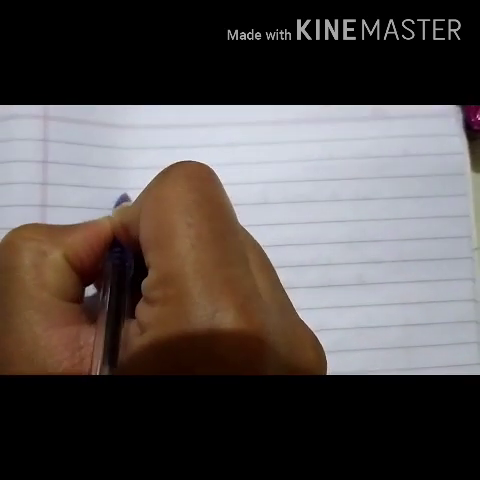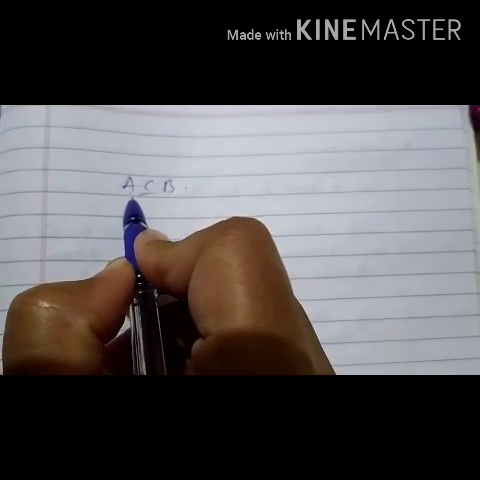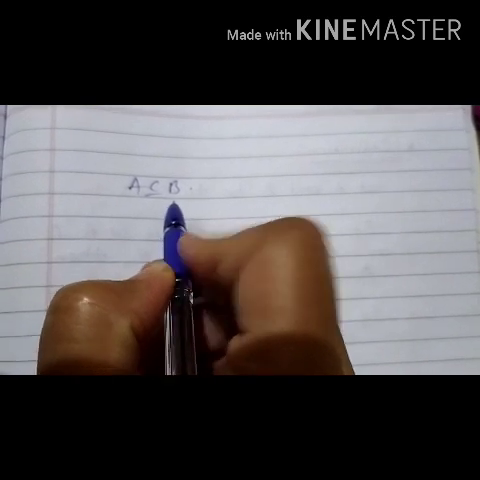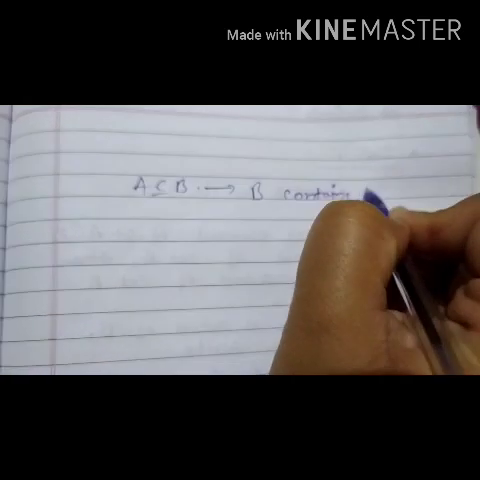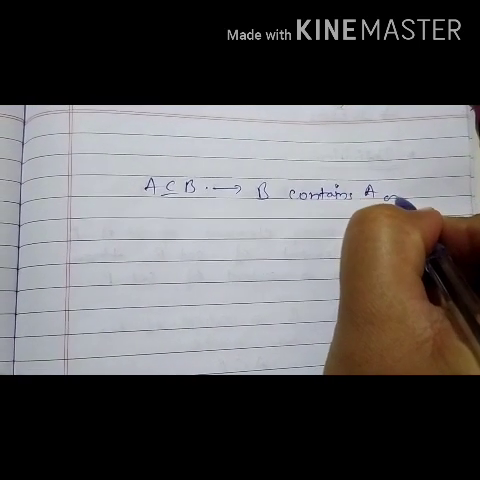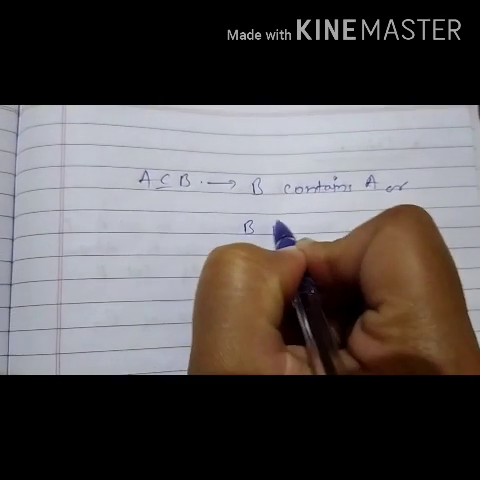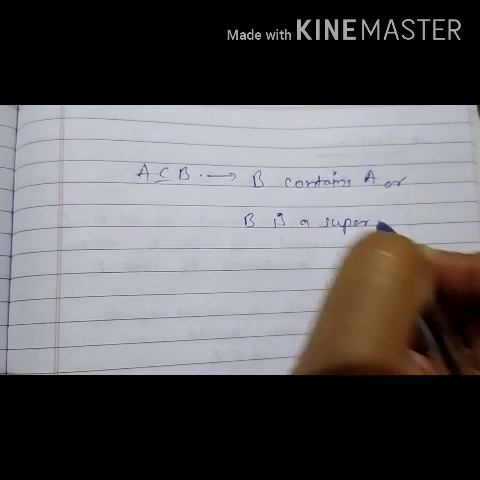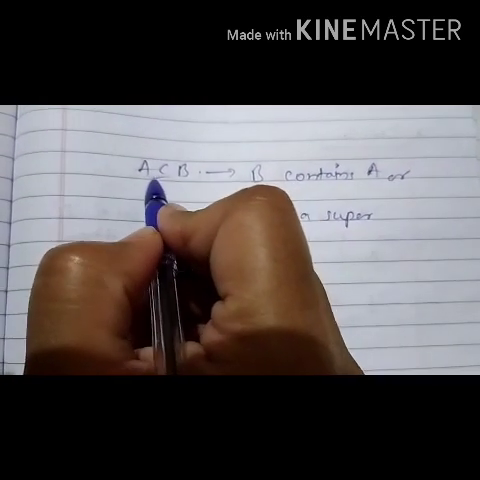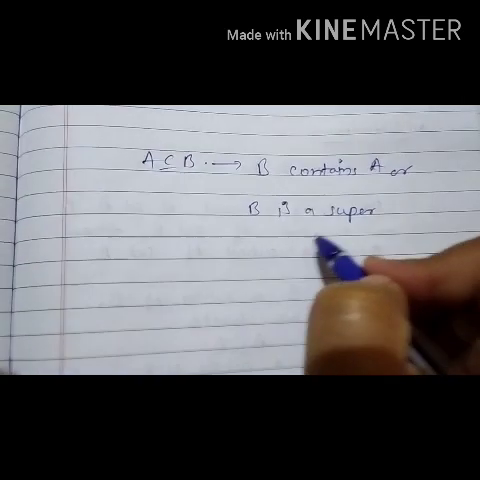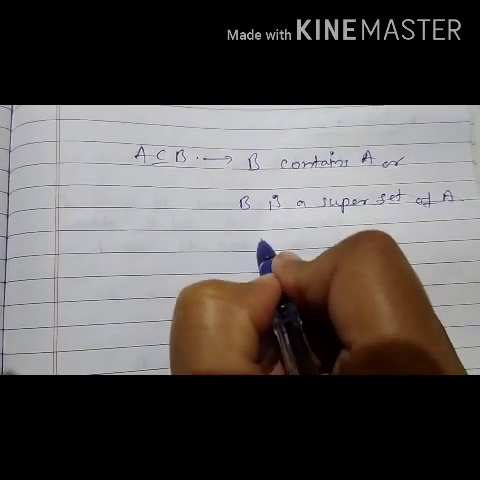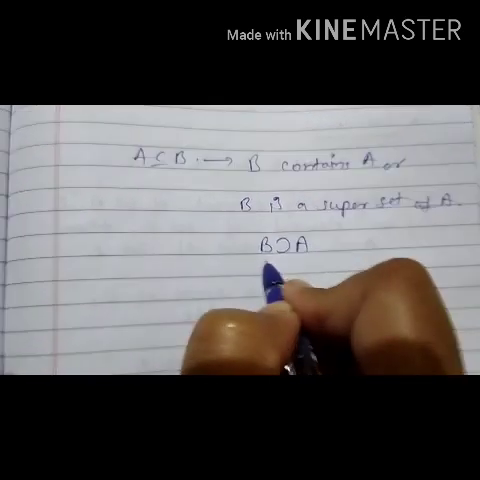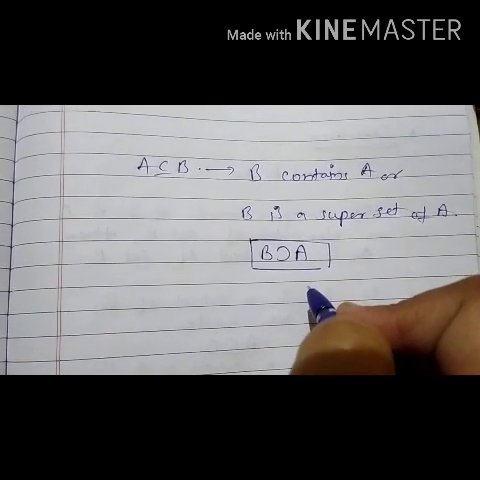Okay. Now students, when A is a subset of B, then we are saying that A is contained in B, or we can say B contains A, or we can say that B is a superset. Obviously B is not greater than A, but it contains more elements than A, so B is a superset of A, and we write this symbolically, B is a superset of A.